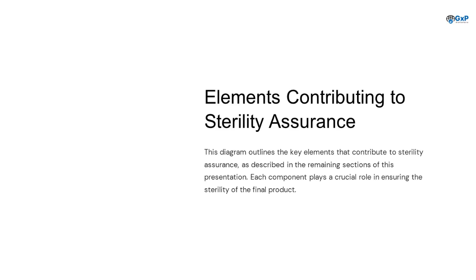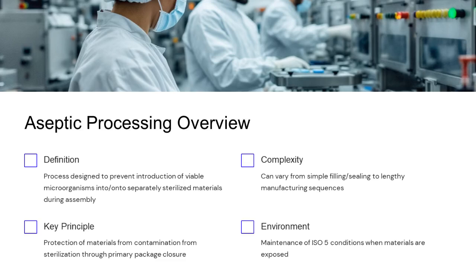Aseptic processing involves preventing the introduction of viable microorganisms into sterilized materials during assembly. Key principles include protecting materials from contamination and maintaining ISO 5 conditions when materials are exposed. The complexity of aseptic processing can vary significantly.